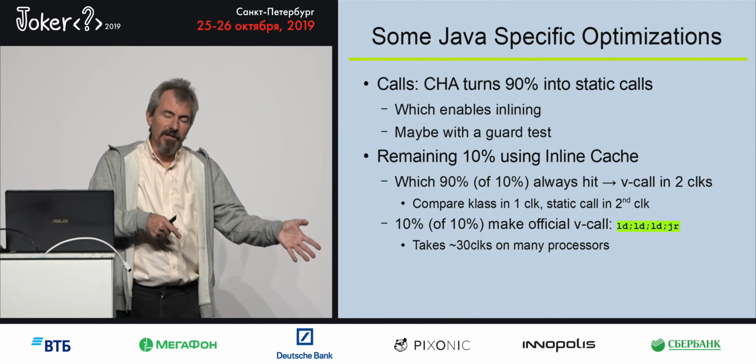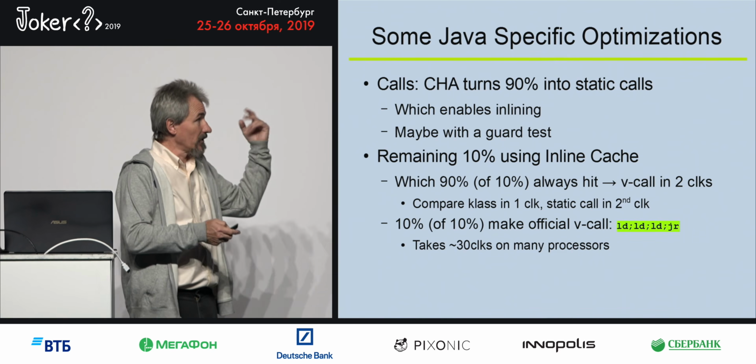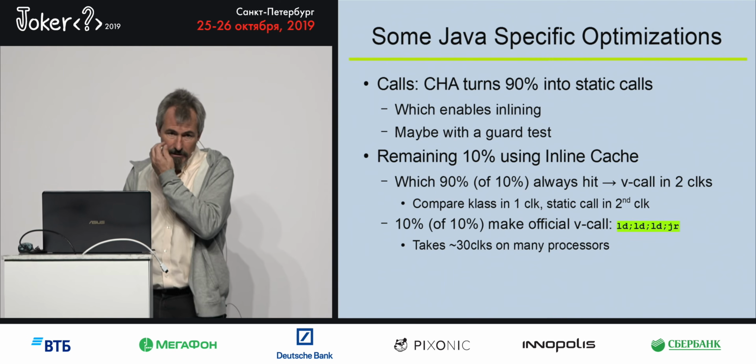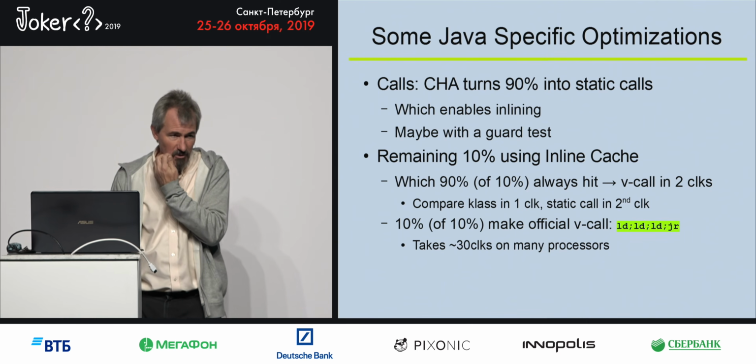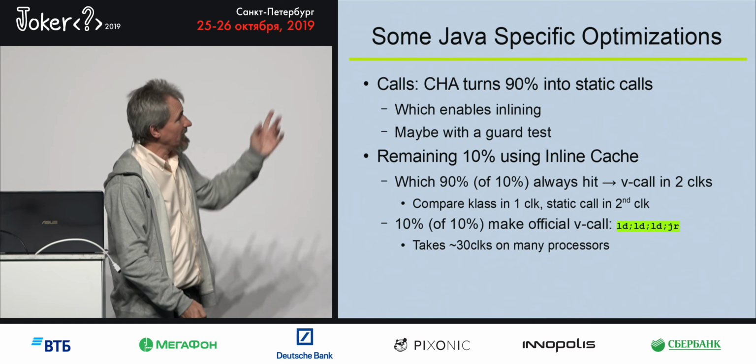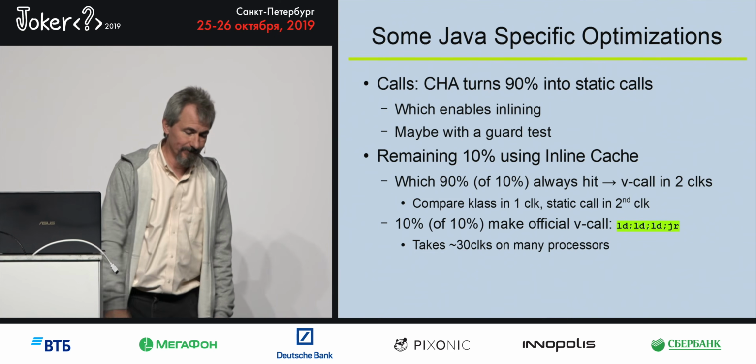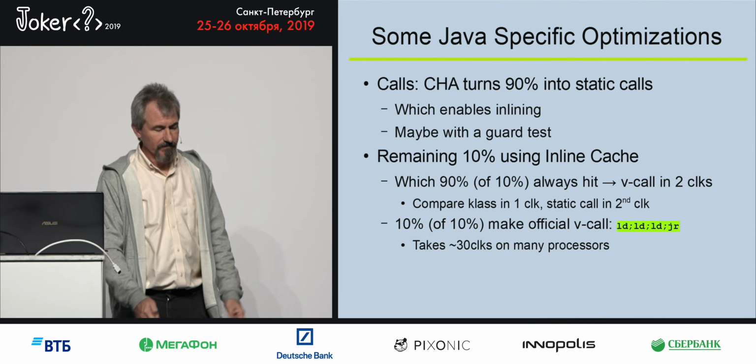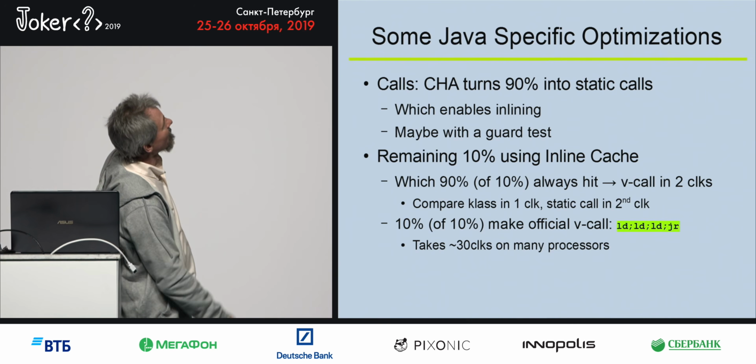But if you miss in your L1, which is common for the header of many objects, then you're going to be a dozen for L2 or hundreds if you're off to L3. It's not typically very fast to do a vcall. It's not 2 clocks.